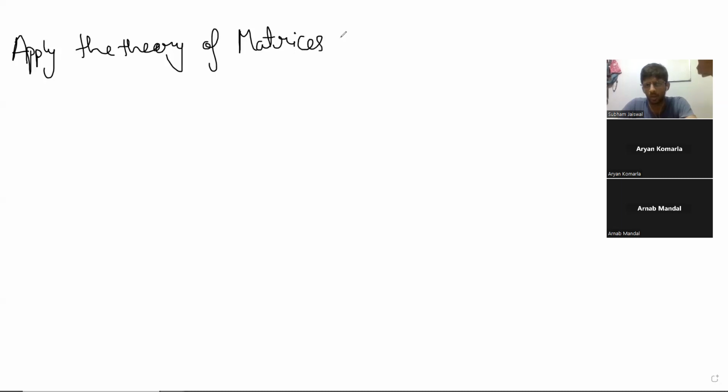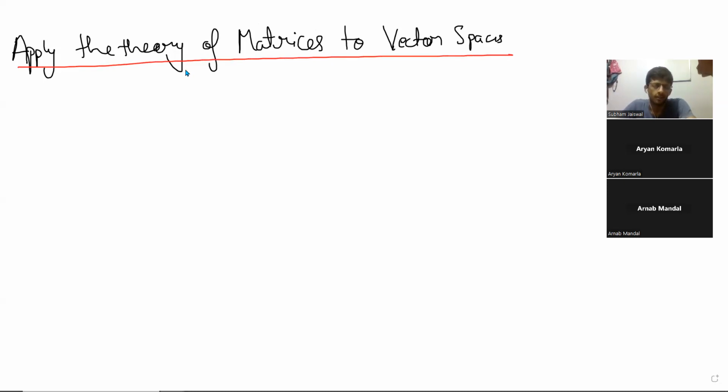So we will try to apply the theory of matrices, row operations, and so on, to vector spaces. So this you will maybe find interesting. Usually, I have discussed these things in the past with other people, and I have used other approaches, but all same.